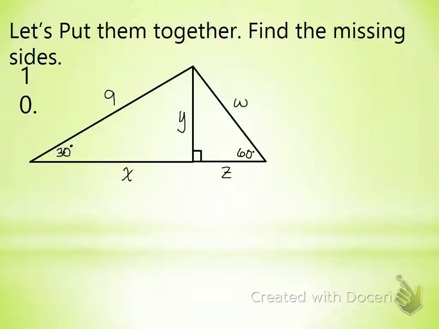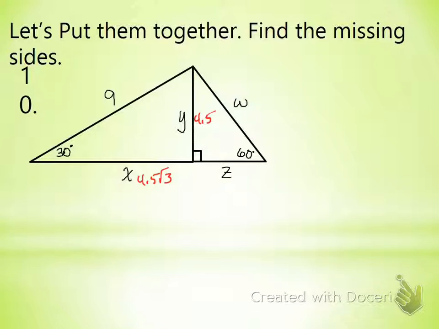All right, so again, 30, 60, 90 right here. Since the hypotenuse is 9, I have to take half of it. I divide it by 2 to get the short leg, so 4.5. And then just tack on a radical 3 to get the long leg, 4.5 radical 3. Okay, all right, no problem.